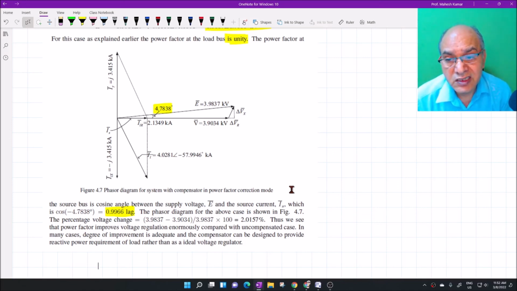However, it is seen that if you control the voltage, the power factor is normally improved. Similarly, if you control the power factor, voltage is improved. Okay, so these are important conclusions. However, you cannot control two parameters independently.